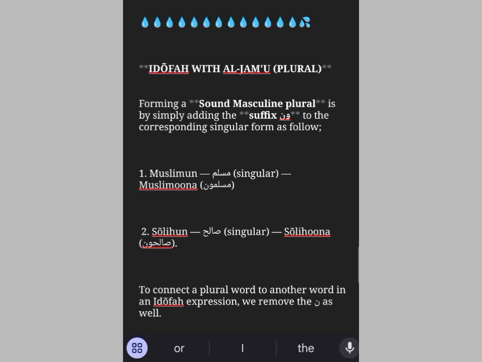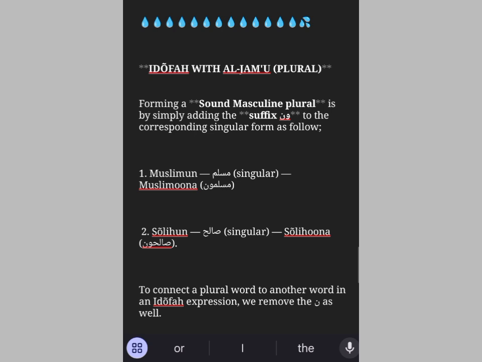We have two types of plural. We have Jam'ul Mukassar or Jam'ul Taksir, the broken plural, and we have the Jam'u Salim, the sound plural. Now, for the sound plural, this is the way we do it. Sound masculine plural, this is what we do.